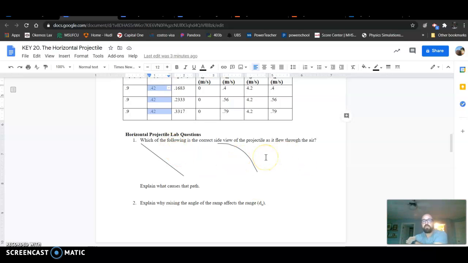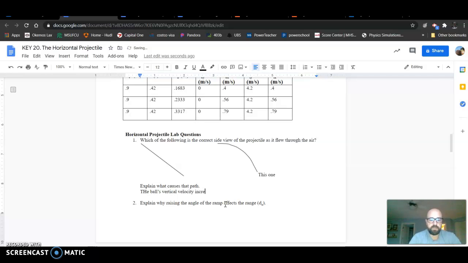Which of these is the correct side view of the projectile? I think everybody except for maybe one person said the one on the right here. However you said that, explain what causes that path. It's that the ball's vertical velocity increases as it flies through the air. That's one way of saying it. There's lots of different ways to get that same point across, but the vertical component of its velocity is going to change, which means it's going to fall more and more distance each second. That would give us this parabolic path.